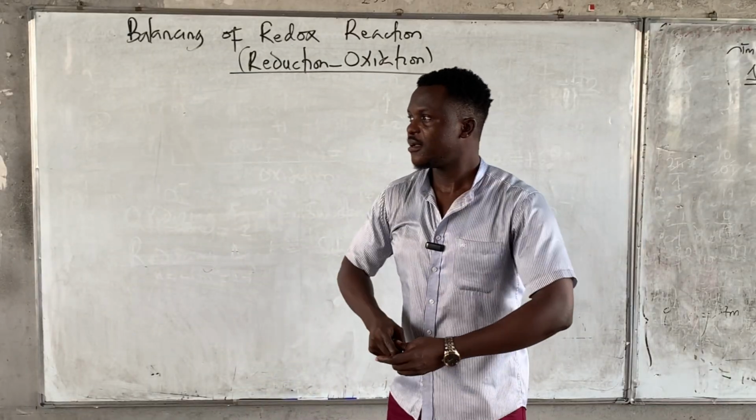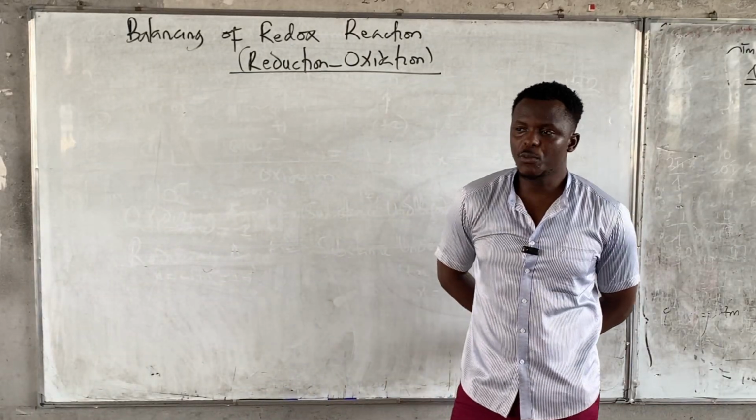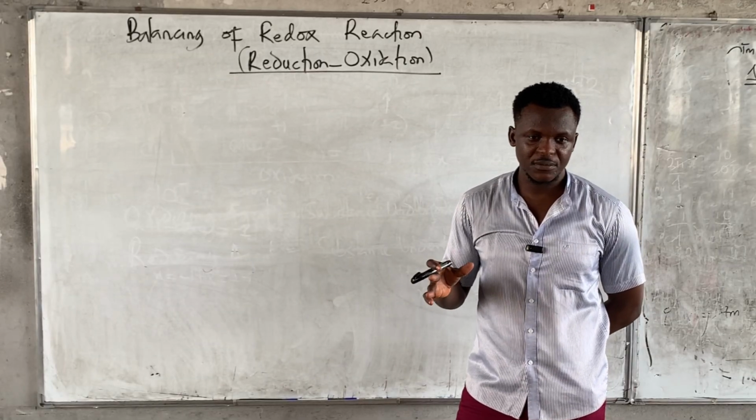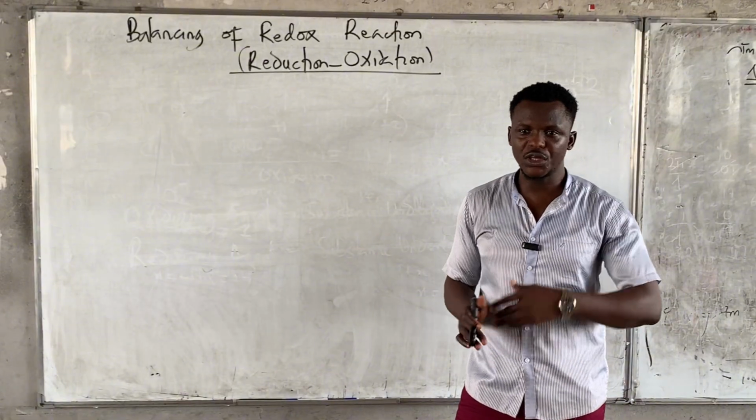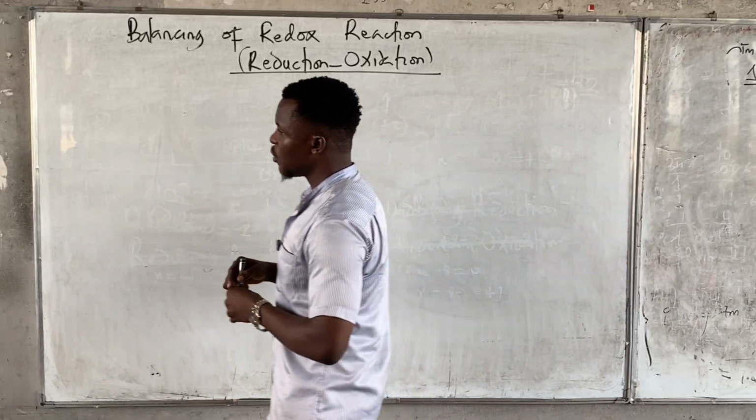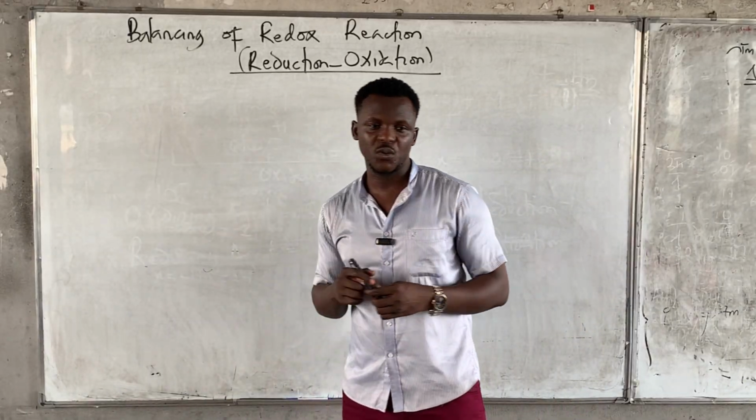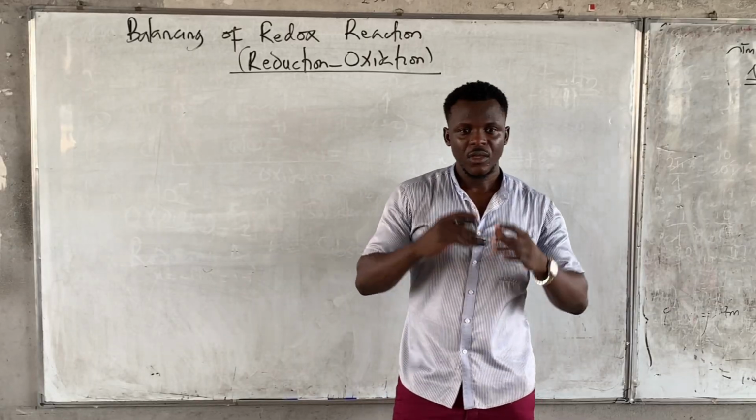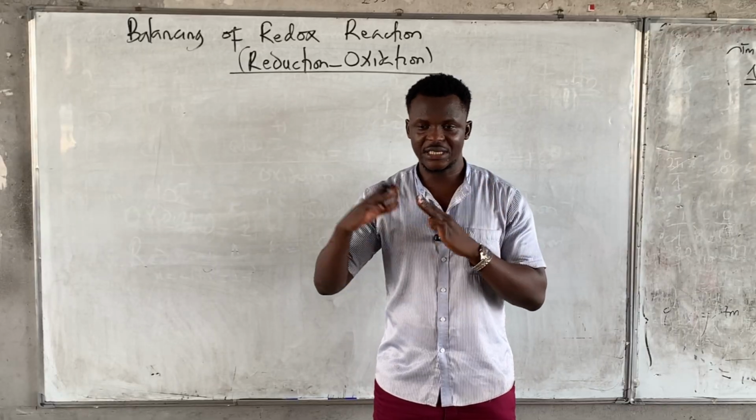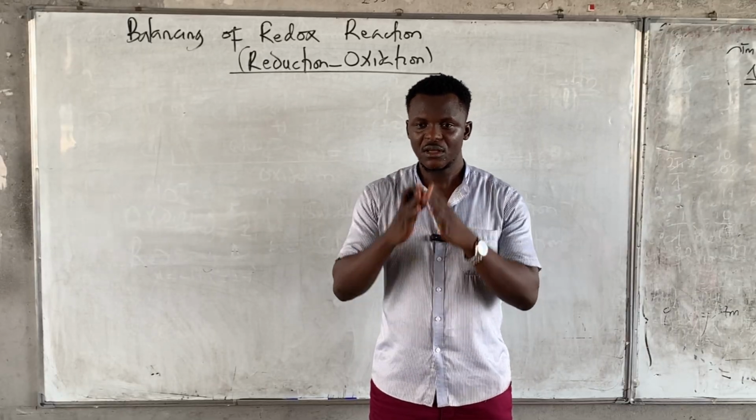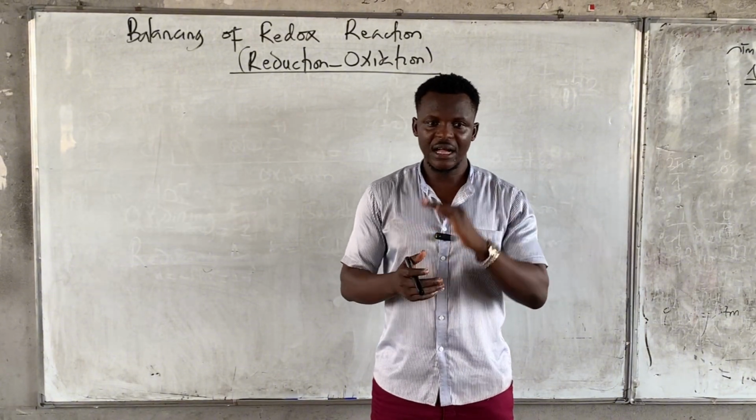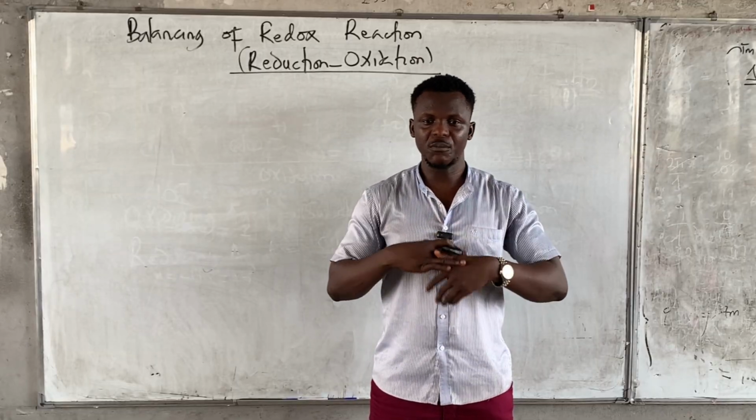Please note this. In redox reaction, the two processes take place simultaneously. Oxidation and what? Reduction takes place as one is oxidizing, the other one is reducing. That's why we call it redox reaction. All right, so for us to balance redox reaction, we're going to be using half reaction method. They give you a reaction, you use the oxidation number and determine the one that is oxidizing and the one that is reducing. Once you've done that, you split them into two half cells. Get your reduction half cell and your oxidation half cell, and then you proceed.